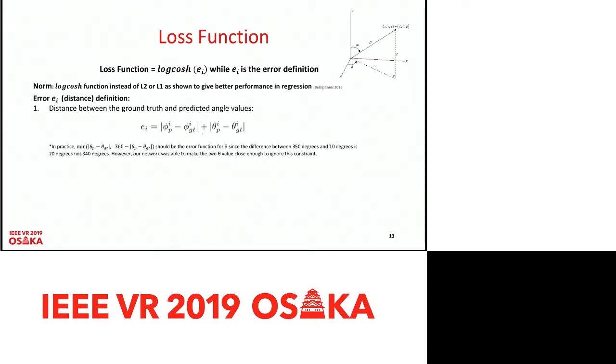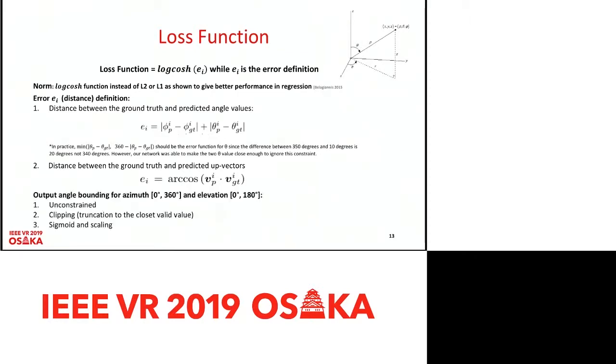And for the distance or error definition inside the norm, we investigated two different types. The first is what we call the angular difference, where we try to minimize the sum of the distance of each angle phi and theta. The second is what we call geodesic distance, where we try to minimize the distance in terms of vectors, the predicted and the ground truth in the sphere. We also investigated three ways to account for the output angle, as the network can predict angles outside of the angle range.